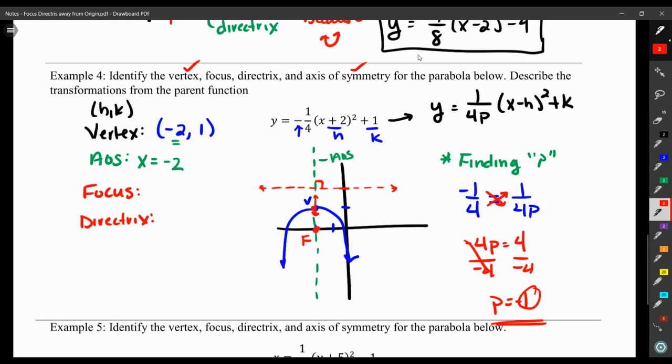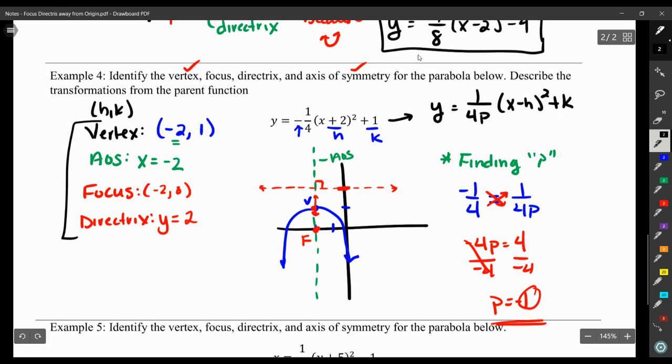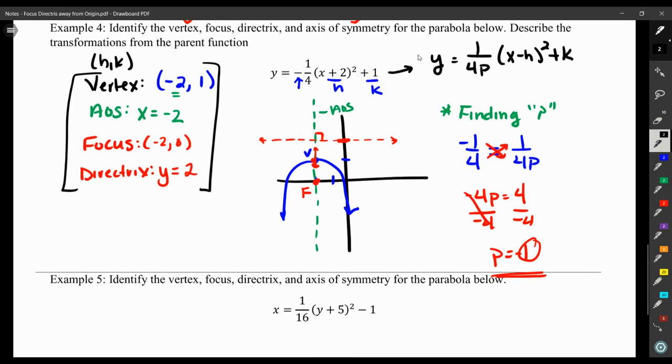So the focus is the easy one because it's a coordinate. So the coordinate for the focus is an x value of negative 2 and a y value of 0. The directrix, being a horizontal line, means it's y equals, and then the y it's at is a positive 2. So we have found all the pieces that was asked of us. Pause the video, see if you can try example number 5.